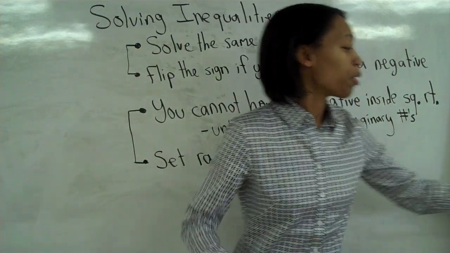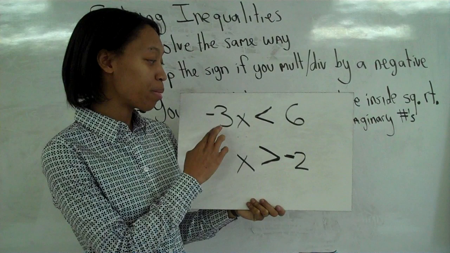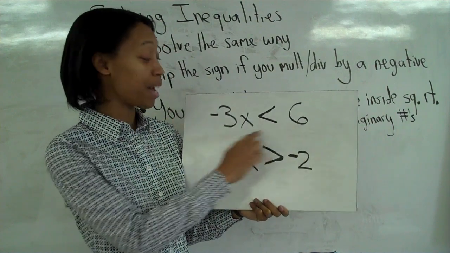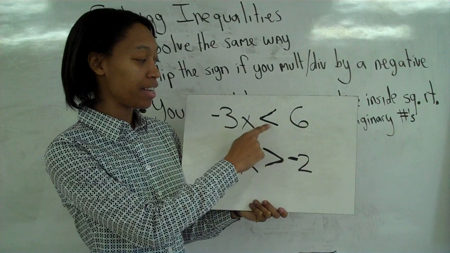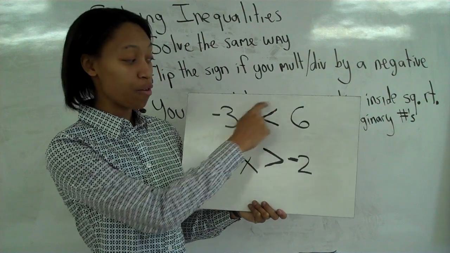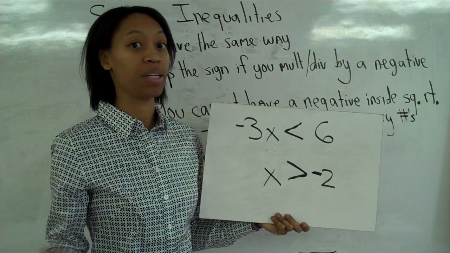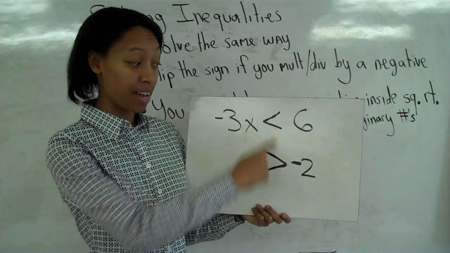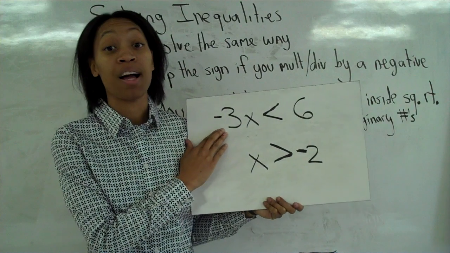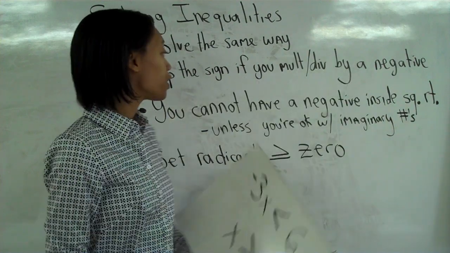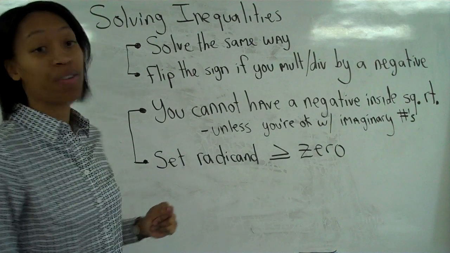Do you remember, if you're solving for x and you end up having to divide both sides by -3, when you divide by -3 on both sides, it changes the sign from less than to greater than, or from greater than to less than. You have to flip the sign if you end up dividing or multiplying by a negative number. I don't know if that really comes up, but that's the only difference with solving inequalities.